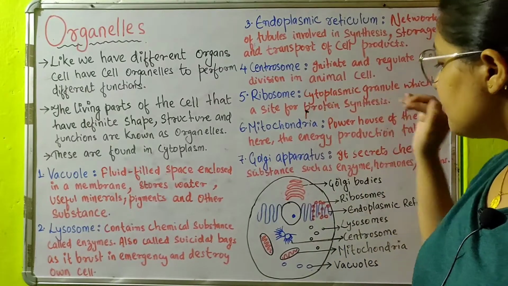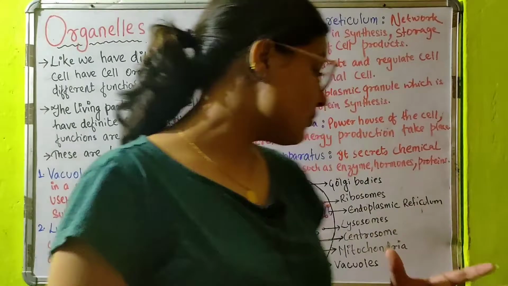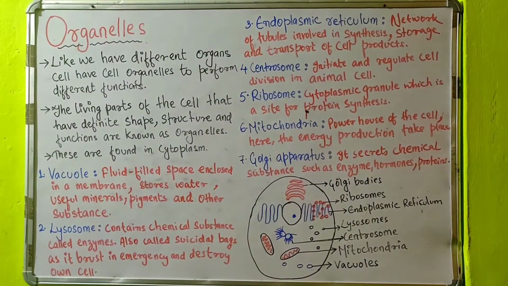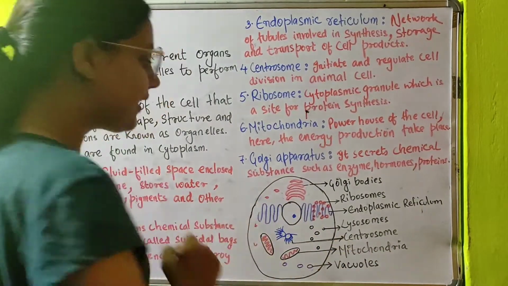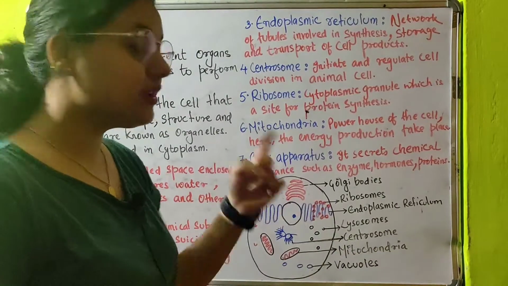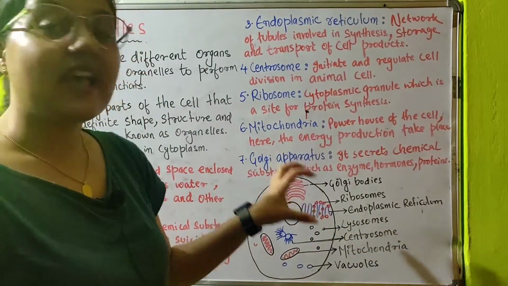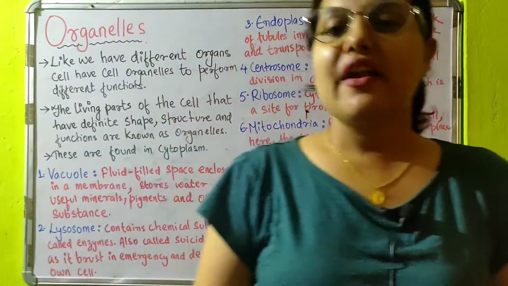Coming to the next, that is ribosome. Ribosome is the site for protein synthesis. Ribosomes are also located in the endoplasmic reticulum, or they can be located elsewhere. They can be scattered in the cytoplasm, or they can be in the endoplasmic reticulum. This is the site for protein synthesis, meaning proteins are synthesized in ribosomes.